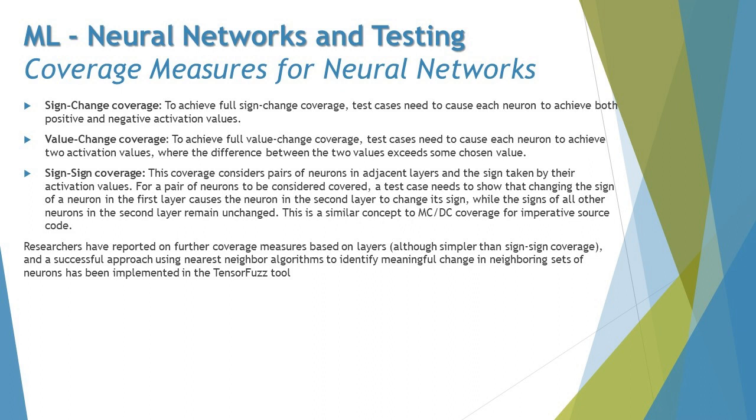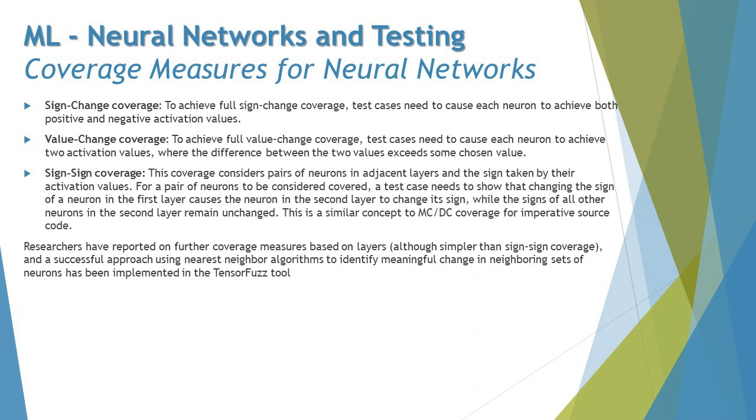So if every neuron is covered on the negative and positive side, that's what this coverage measure is all about. Value change: to achieve full value coverage, test cases need to cause each neuron to achieve two activation values where the difference between the two values exceeds some chosen, predefined value. That would be another important thing you can achieve with this technique to get the best possible outcome. And finally, sign-sign coverage.